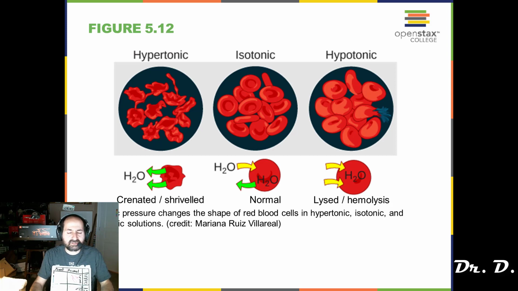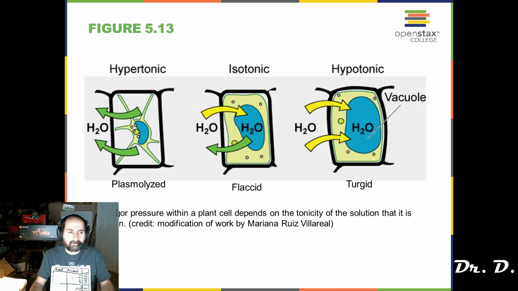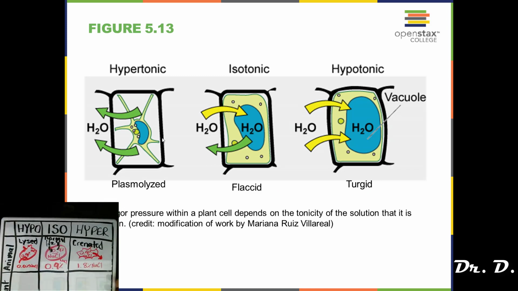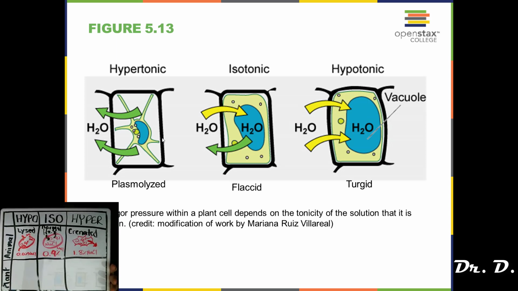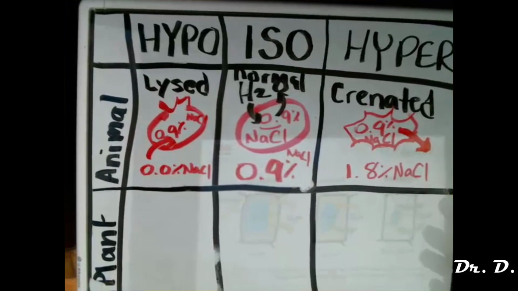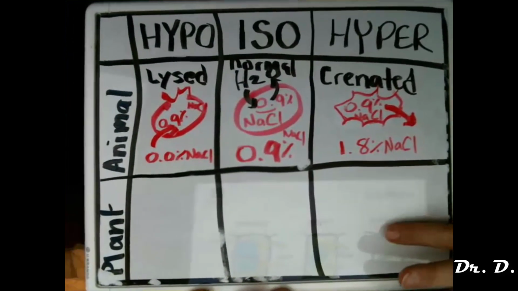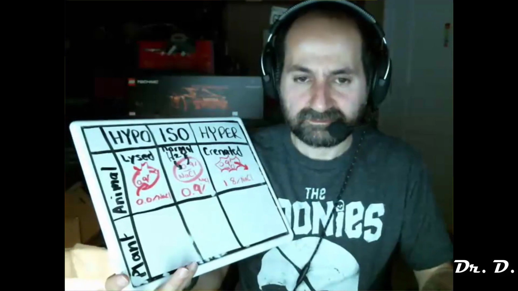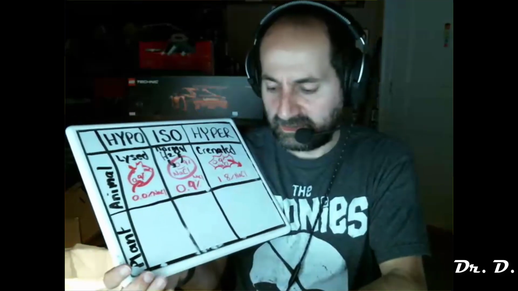One last thing to touch on for this lecture, part 1 of 2 for chapter 5, is what happens to plant cells under the same conditions, under isotonic, hypotonic, and hypertonic conditions. Okay, so what happens to plant cells? How do plant cells fare in this case? Let's talk about that.